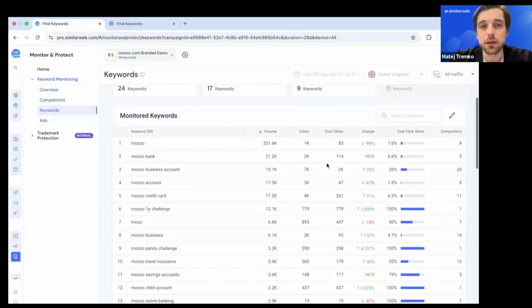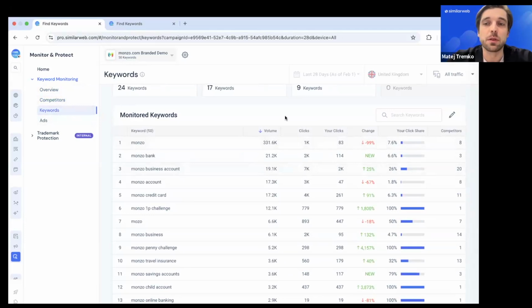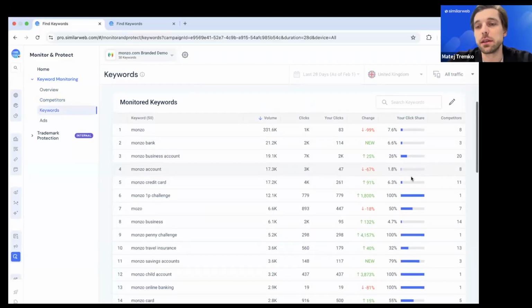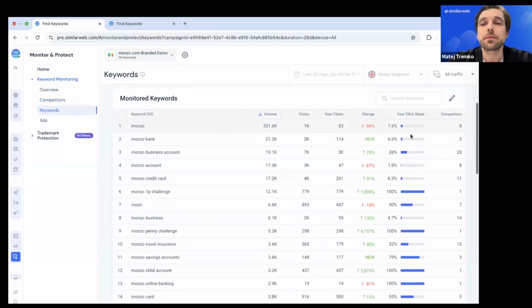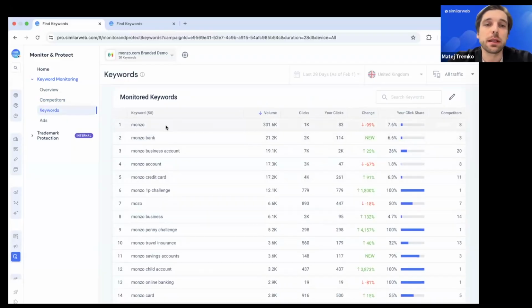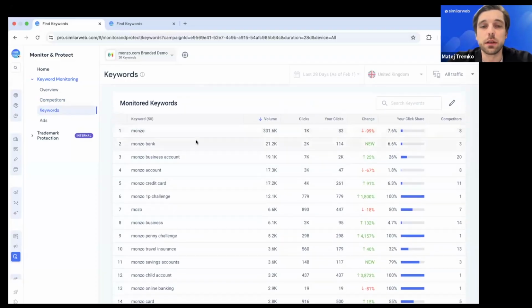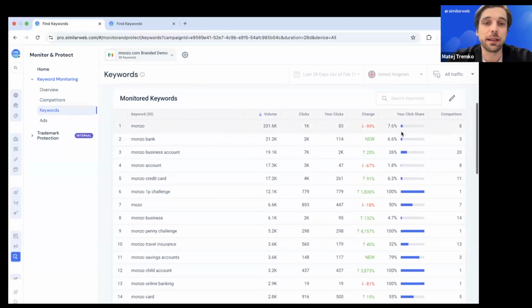Now, on this page, what I think is some of the most interesting data is, for each of these branded terms, you understand what your own click share is from paid clicks on Google. So all of this is just for paid clicks. Now, what Delaney was showing us was that the core term Monzo is recently owned mostly by Revolut. You can see that over the last 28 days, the click share of Monzo has dropped significantly, and it's only 7.6% now based on our data.